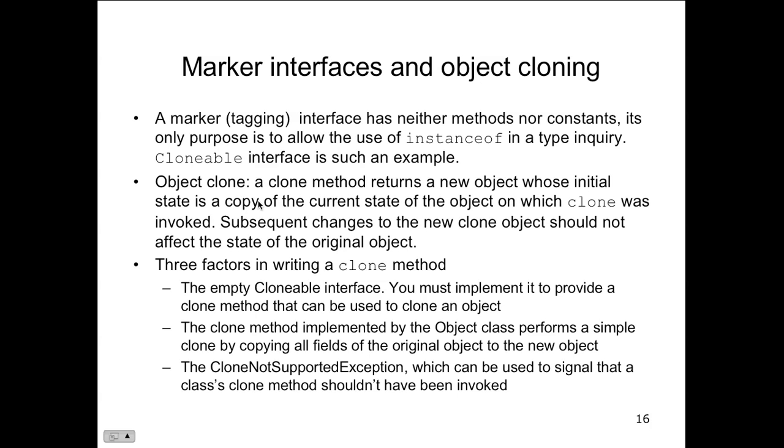Object clone, what's an object clone? The Cloneable interface is such an example in terms of what we looked at previously. That's what I meant to say on that. We have a different concept called an object clone that we can create as a separate concept from marker interfaces. A clone method returns a new object whose initial state is a copy of the current state of the object for which the clone was invoked. Subsequent changes to the new object clone should not affect the state of the original object. So you guys see that movie Multiplicity?